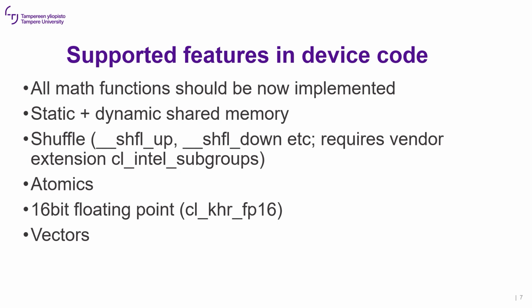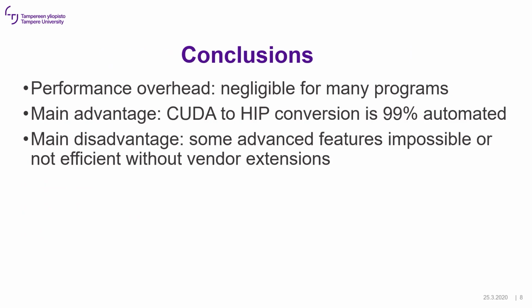There is a large part which is missing, and that's device intrinsics with explicitly stated rounding mode. These unfortunately don't seem to be possible to implement efficiently with current OpenCL implementations. The overhead of HIPCL, unless using features that have to be emulated, is negligible.